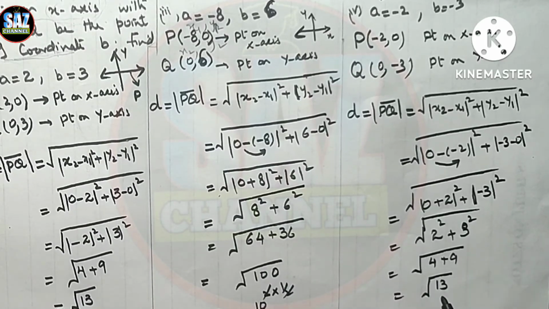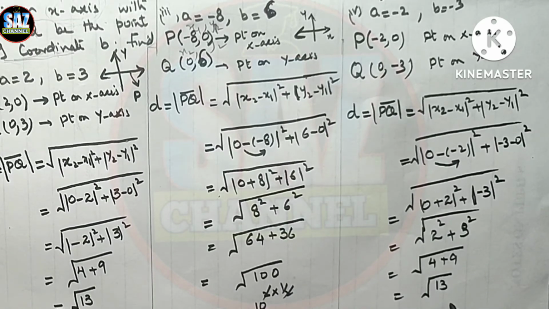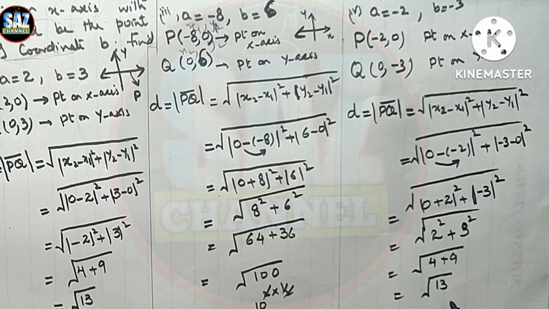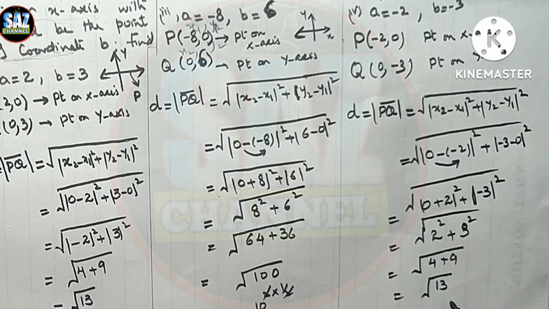I hope, students, you are really clear about the condition that when a point is on the x-axis, what are the coordinates of that point, and when a point is on the y-axis, what are the coordinates of that point, and how to find the distance between 2 points.